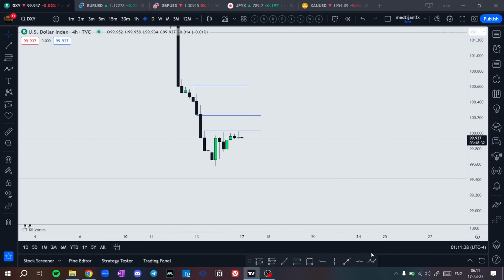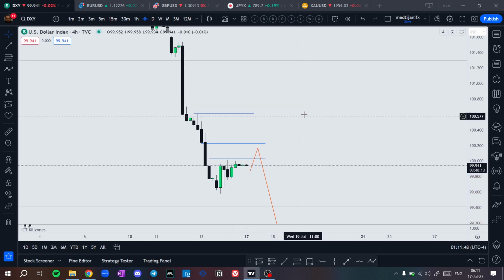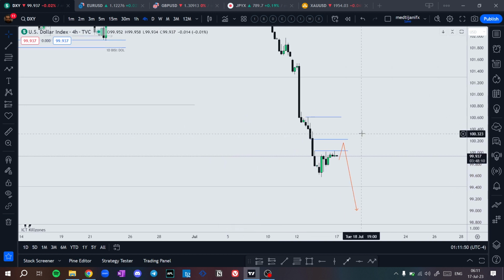Price could just go to this fair value gap right here, then drop lower, taking the accumulation high here. But yes, we have accumulation, price is consolidating. We have equal highs above this area, and price could just go higher at this point and then drop lower, right? Yeah, we could have that.